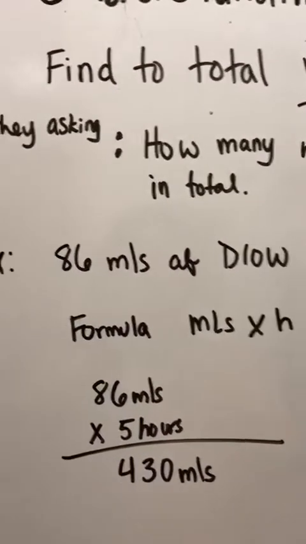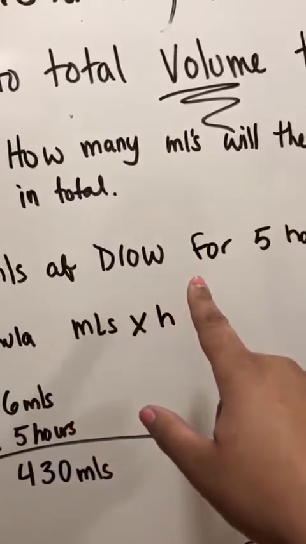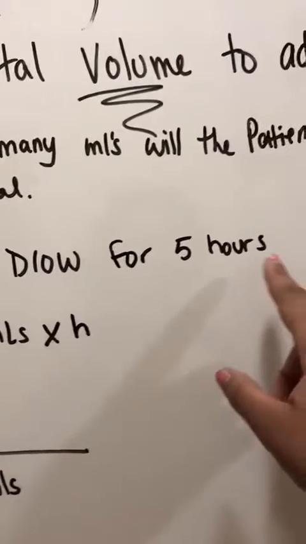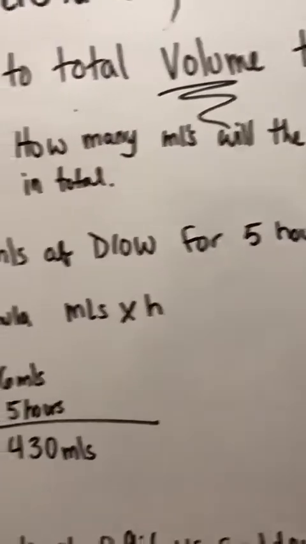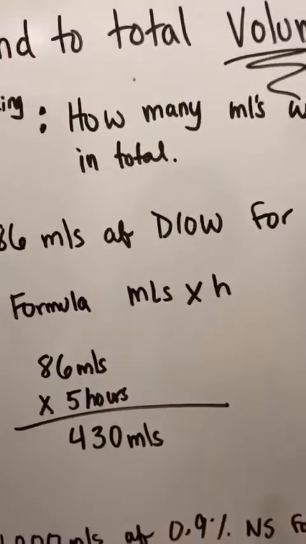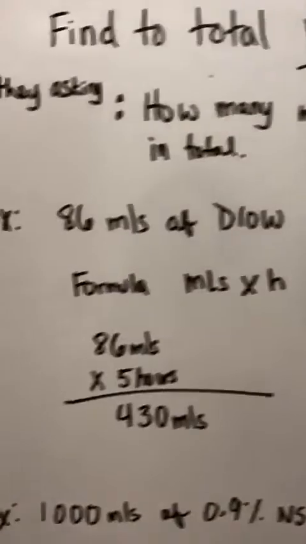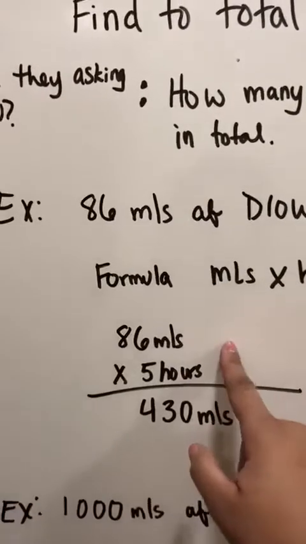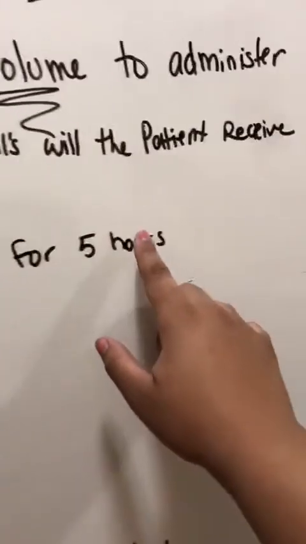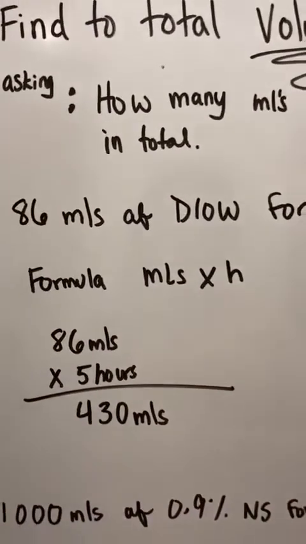It'll say, you have 86 mLs of dextrose 10% water for 5 hours, find the total volume to administer. The formula for this is mLs times hours. Very simple. mLs multiplied by the amount of hours that are given, okay? In this first example, we have 86 mLs, which is here, and then we have 5 hours. So 86 times 5 is 430.